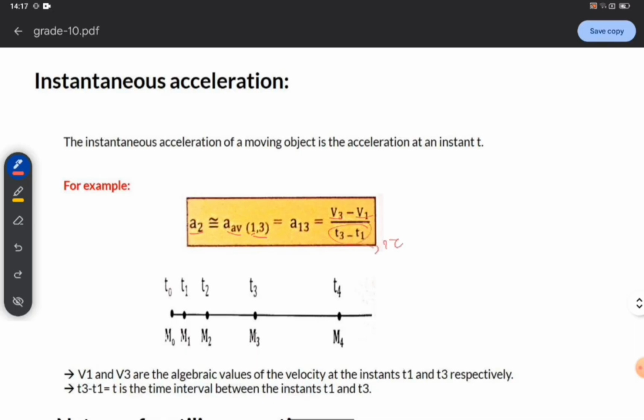V1 and V3 are the algebraic values of the velocity at the instants T1 and T3 respectively. So T3 minus T1 equal T, it's equal to tau, is the time interval between the instants T1 and T3. For example, if we have calculated the instantaneous acceleration a3, it's equal to v4, the velocity after 3, minus v2, the velocity before 2 over 2 tau. a4, it's equal to v5, the velocity after 4, minus v3, the velocity before 4, over 2 tau, etc.